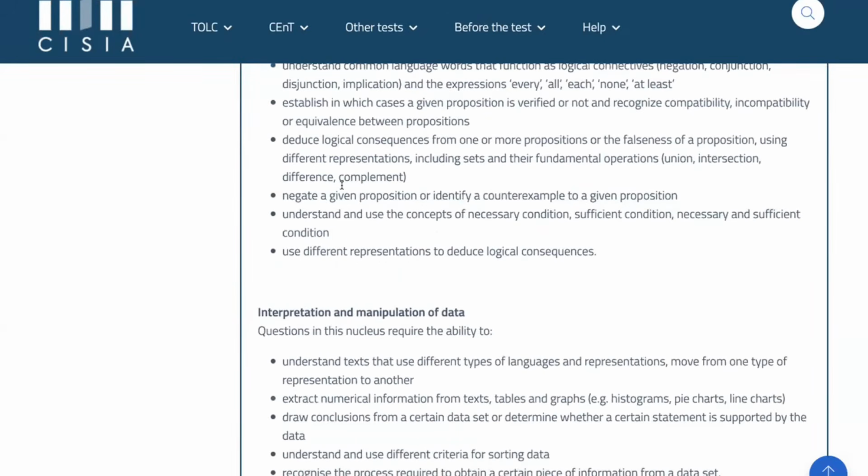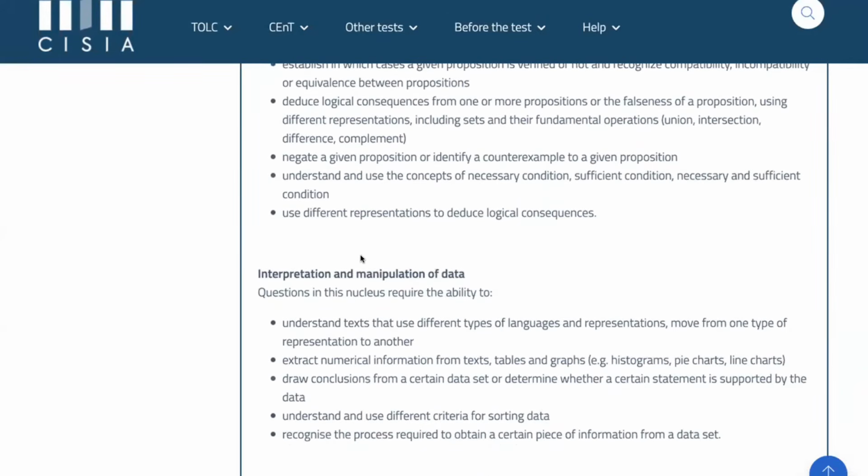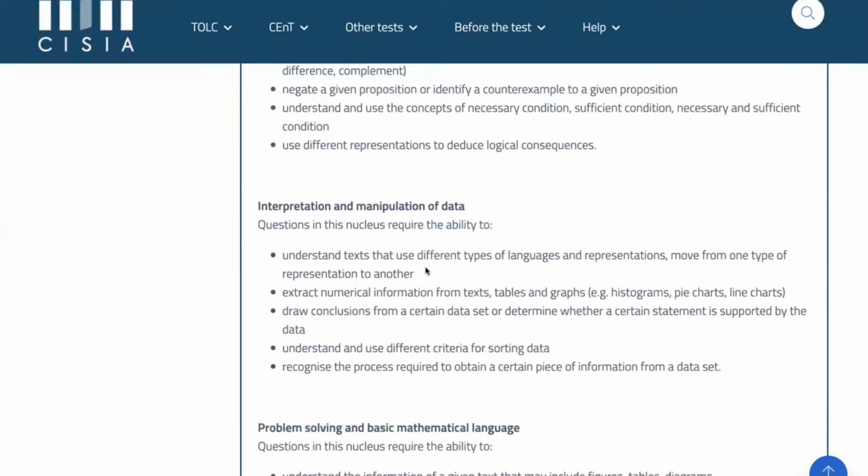Then the next part, the more advanced part, is where you have to do interpretation and manipulation of data. So you're going to get some tables, some graphs, some pie charts and so on and so forth. And from this, you have to extract information.